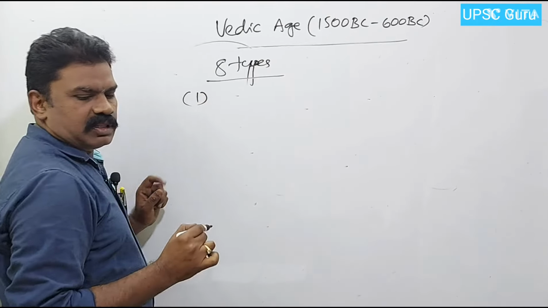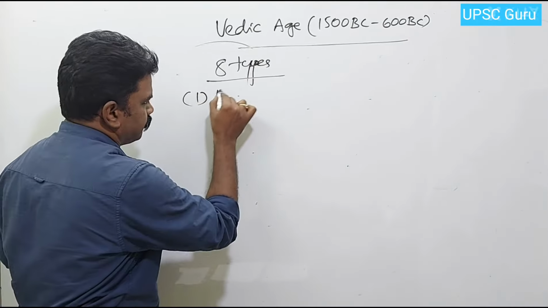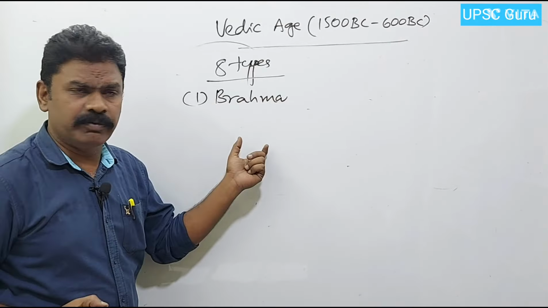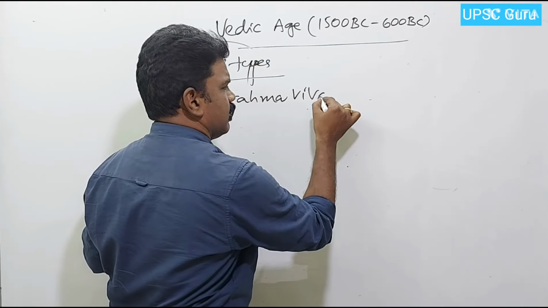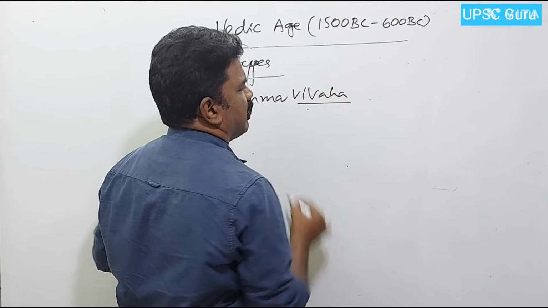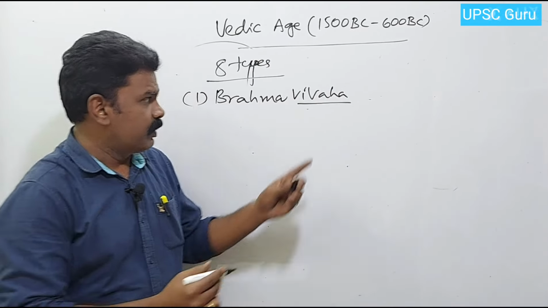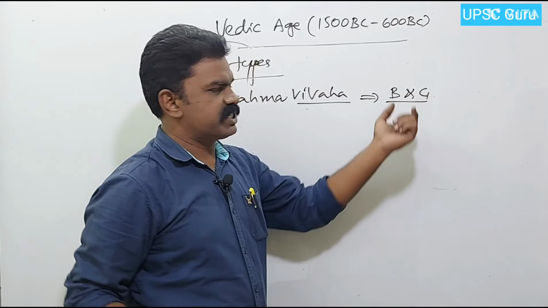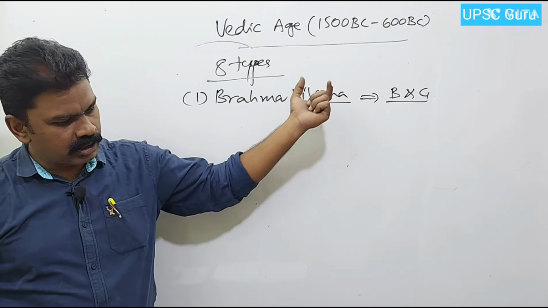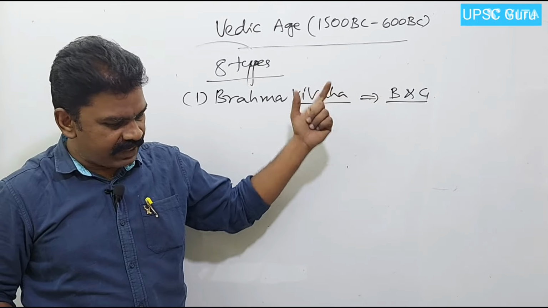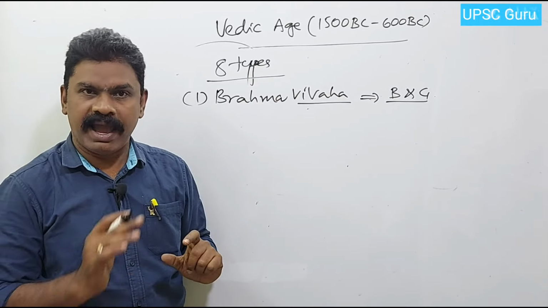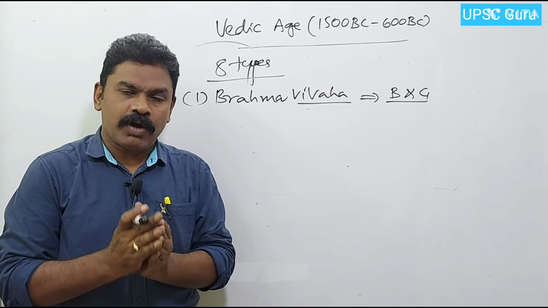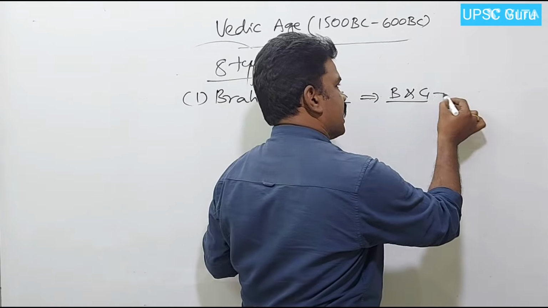The first one is Brahma marriage, Brahma Vivaha. This is what is called Brahma Vivaha. In this Vivaha, boy and girl both belong to the same caste. Marriage with dowry. That means the marriage is performed on the basis of the Shastras.